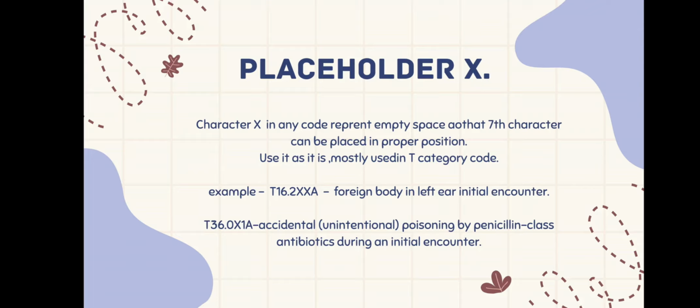Next is the placeholder, that is alphabet X. Now let's understand it. The letter X is used when a code needs a seventh character, but there are not enough characters before it. The X acts like an empty space holder. It has no medical meaning. Its job is simply to keep the seventh character in the correct position. Example is T16.2XXA. Notice there are two Xs before the letter A. Those Xs are placeholders just to make sure that A stays in the seventh position.